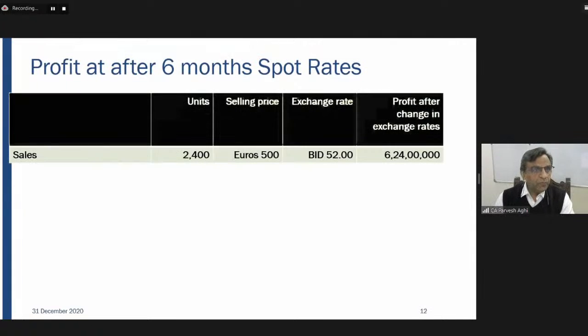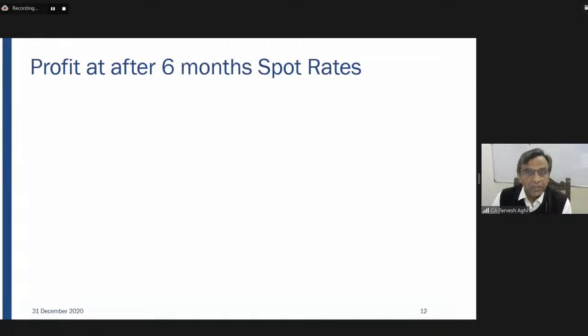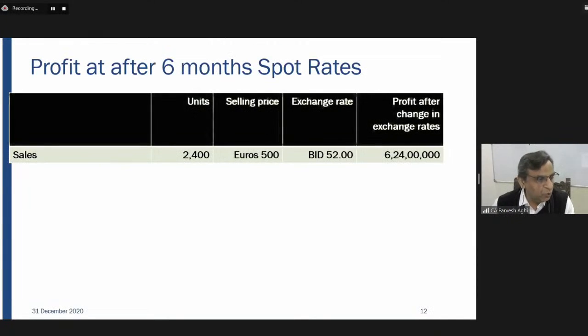So let's see. Now the 6 months are over and he's going to get his money. He's going to go to the bank. So 2,400 units, selling price is 500 euros. Here the bid rate is 52 rupees, which is given in the question. So he's going to get 6 crore 24 lakhs as against 6 crore 18 lakhs. That means he's making a gain. As I told you in the beginning, he's going to make a gain because of the favorable appreciation in euros. He's going to make money.